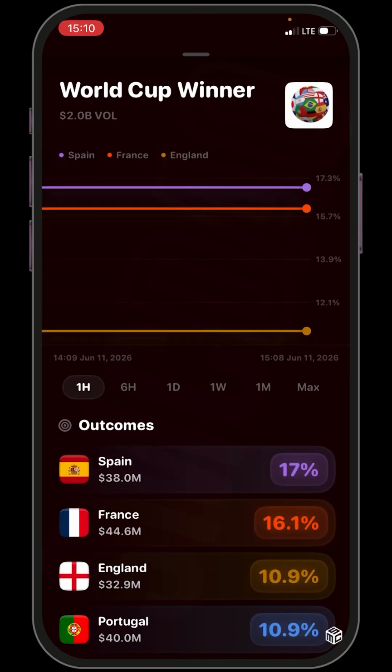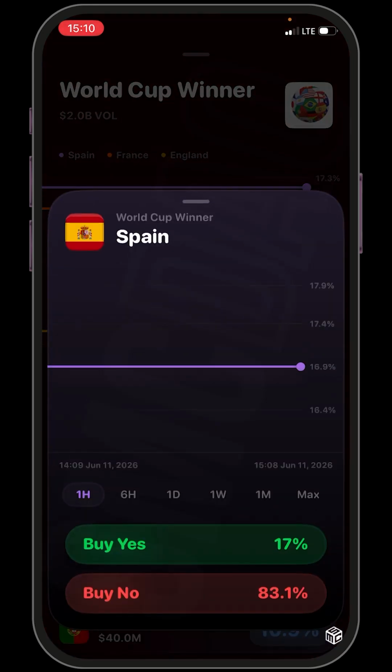So to place a prediction in a market, you just open the market. We've already opened World Cup winner, right? So let's just pick the team you believe will win. Let's click on Spain. It has a 17% chance of winning, remember. So if you think Spain will win, you buy Spain shares at the current price. A 17% probability usually corresponds to a share price of about 0.17 cents.